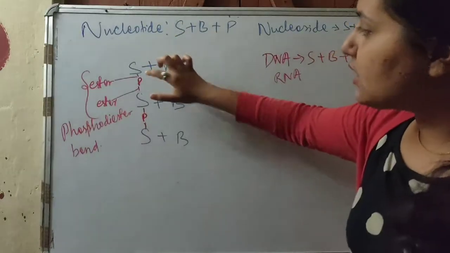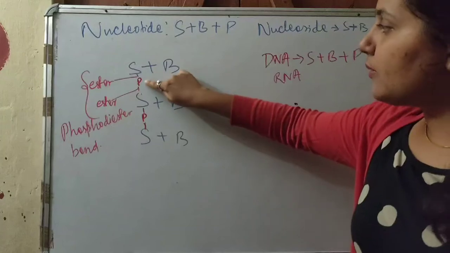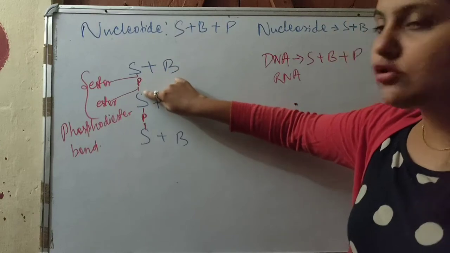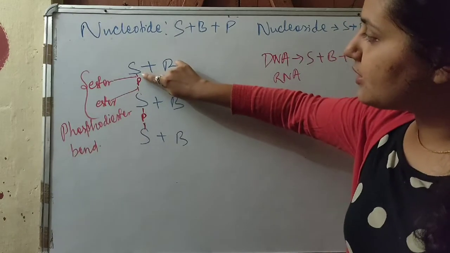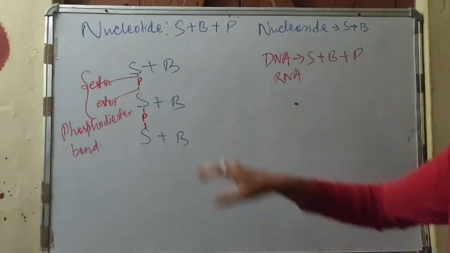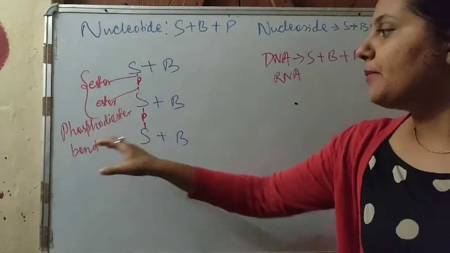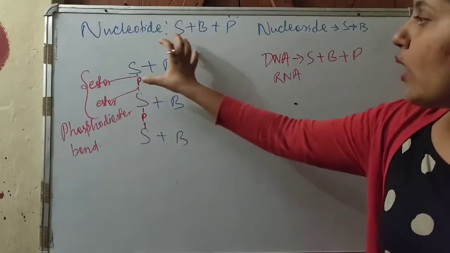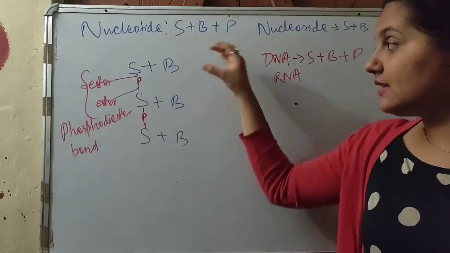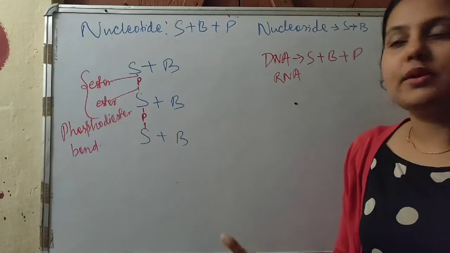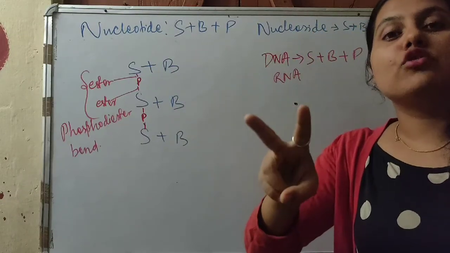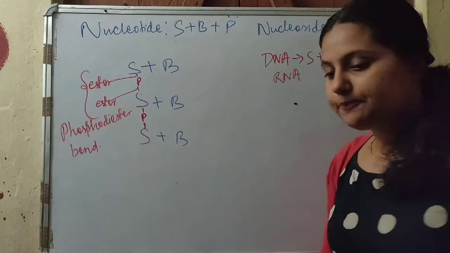So when one sugar bonds with another sugar, they will be linked by a phosphate on both sides, right? Here phosphate and sugar, and here also phosphate and sugar, and this bond between phosphate and sugar is known as one ester bond, and another bond between phosphate and sugar is the next ester bond, and the two bonds make the phosphodiester bond. Means one molecule of sugar and base is joined with another molecule of sugar and base with the help of one phosphate by two ester bonds, that is known as phosphodiester bond. Done.